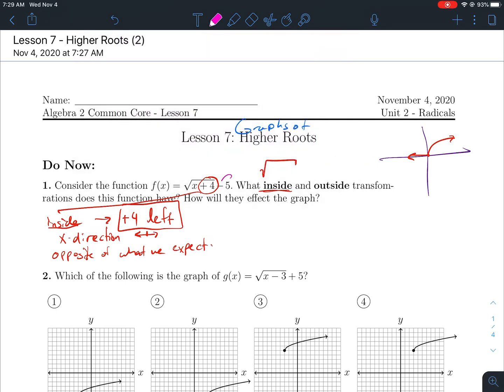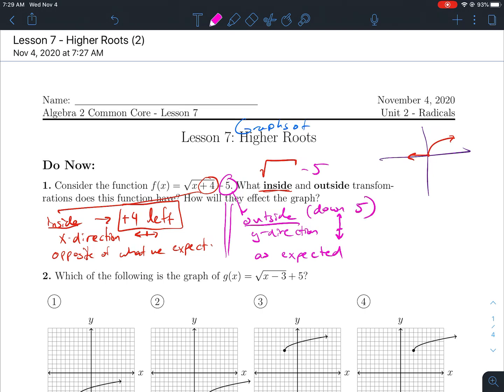All right, next up we've got our outside transformation, minus 5. An outside transformation is the opposite of inside in all respects. It's called an outside transformation because it's outside of the square root, and it also affects all the opposite things. So this one's going to affect the y direction. It's going to move it in the y direction, so either up or down, and it's as expected. So in this case, if you had to pick up or down for minus 5, it will be down 5.